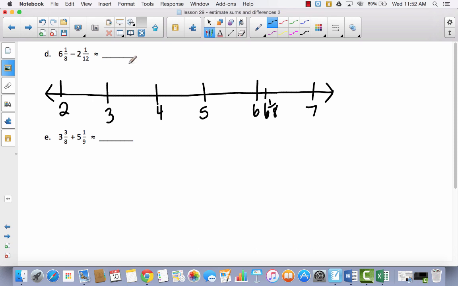All right, so now 2 and 1/12. Well, it's more than 2, but it's less than 3. So it comes between 2 and 3. And a 12th is smaller than an eighth. So you're going to notice that my 2 and 1/12 is going to be closer to 2 than this 6 and 1/8 is closer to 6. So this is going to be, and I'm going to label it up here, 2 and 1/12. All right, so 2 and 1/12 is really close to 2, and 6 and 1/8 is really close to 6. So now I've got 6 minus 2, which is 4.